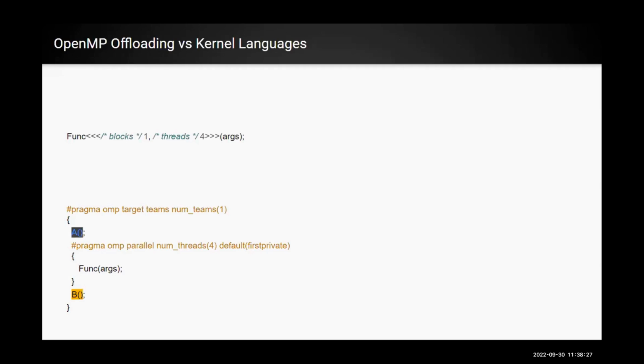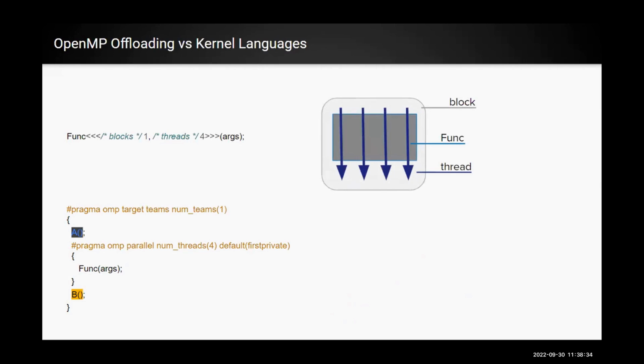Okay, execution models. We heard about generic and SPMD mode earlier, and as Deepak kind of alluded, SPMD mode is great, generic mode isn't. Kernel programming languages just run in SPMD mode, so all the threads run all of the kernel. Here's an example with a CUDA function kernel launch: for the function func, 1 block, 4 threads. That is how it kind of executes.